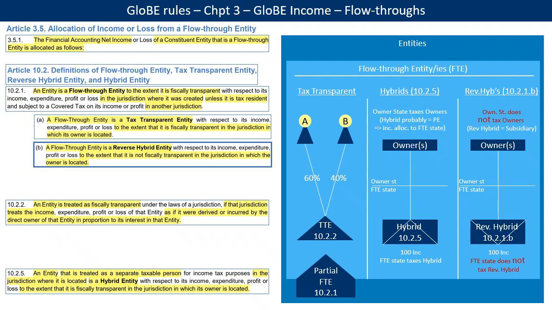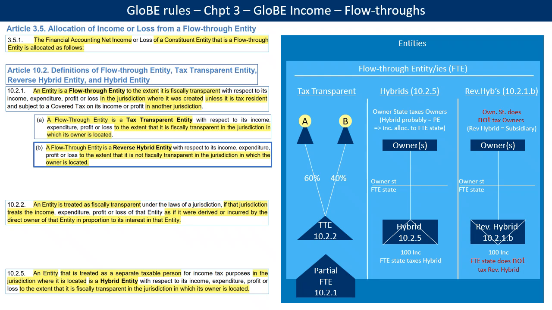And then what happens in the owner state? Well, in the owner state, the owners look down and see the blunt end of the triangle. So for them, this is an entity, this is not a nothing. And they will say, well, we can't tax the reverse hybrid in the owner state because the owners in the owner state clearly own something that must be a company or a taxable entity in the flow-through entity state, and therefore we can't tax it.